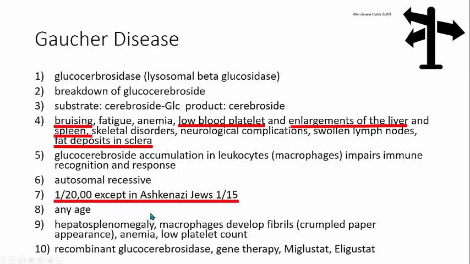This disease is extremely common amongst the Ashkenazi Jews. Although it is a fairly common disease in general, it is extremely common amongst the Ashkenazi Jews. These babies have hepatosplenomegaly, but the most important part when we look at to confirm this disease is we have macrophages, so they look like a partially flattened out crumpled paper. This is due to the development of fibrils within the macrophages.